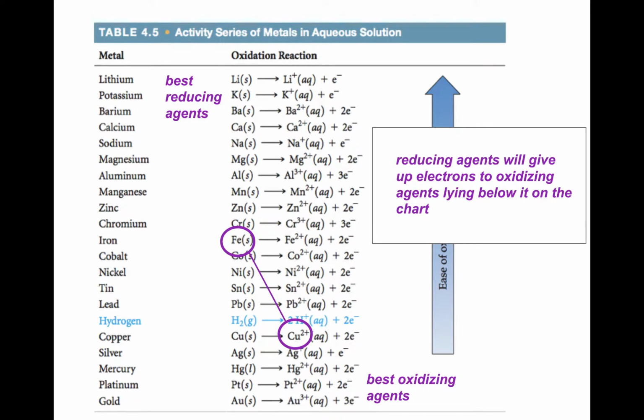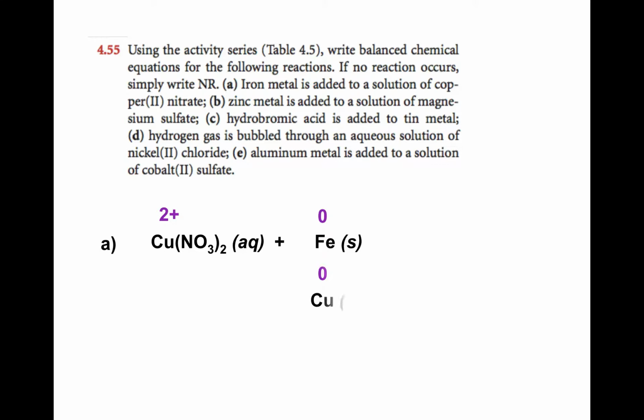So iron is above copper 2 on the chart. So copper 2 will take electrons away from iron to become copper metal. So this reaction is going to go forward. Copper 2 will take electrons away to become copper. Once the electrons are taken off of iron, you get iron 2. All right, looking at the next one. So copper 2 is reduced. Iron is oxidized.